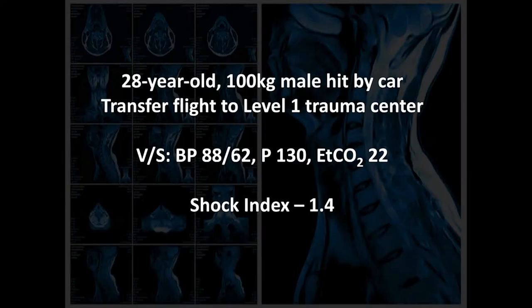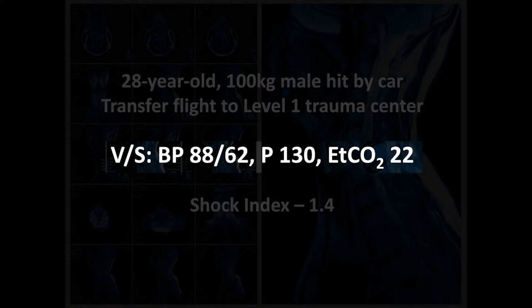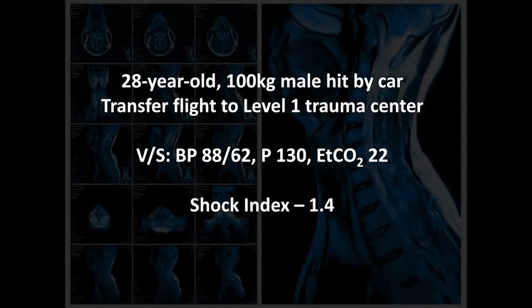Let's start off with a case. We have a 28-year-old male, 100 kilos, hit by a car. You're called to transfer this patient by helicopter to a level one trauma center. Current vitals, when you arrive, you have a blood pressure of 88 over 62, a pulse of 130, and an end-tidal CO2 of 22. And we calculate a shock index, and we have a shock index of 1.4.